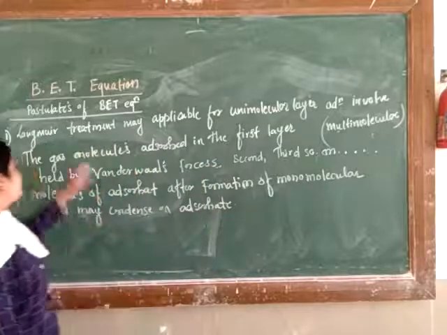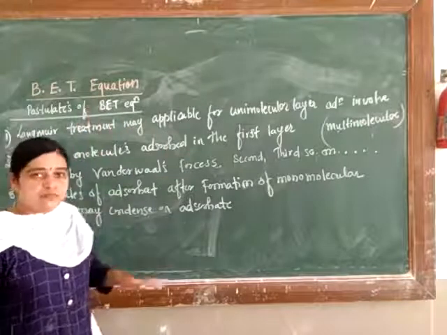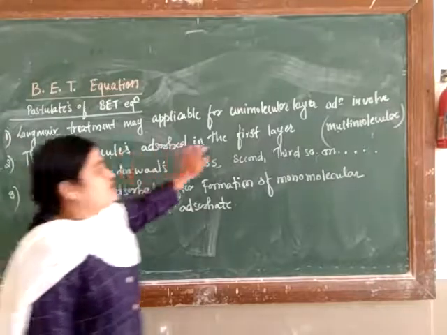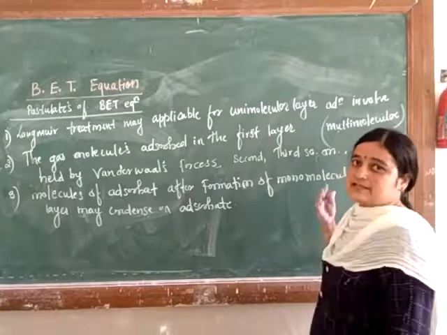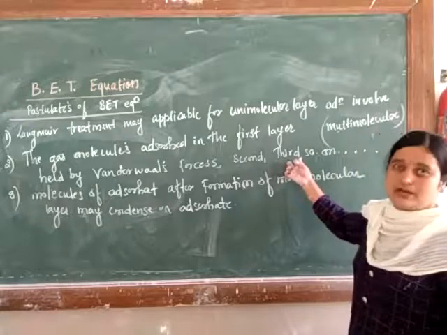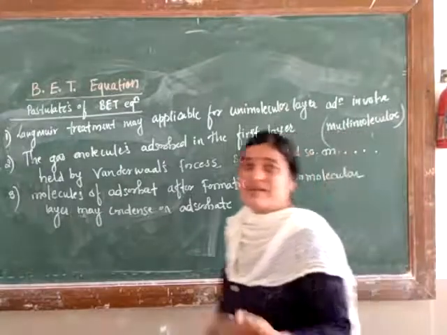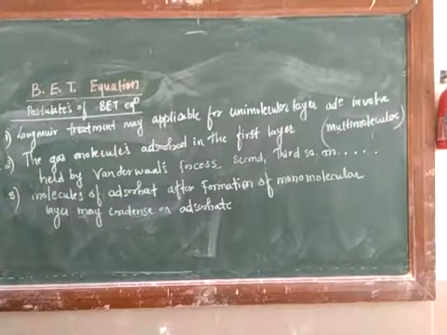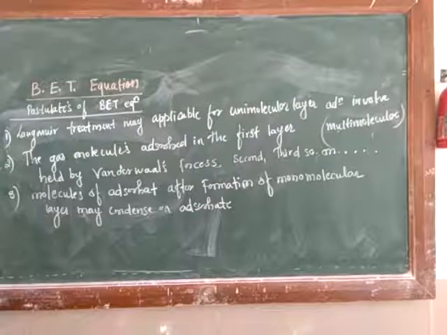Okay. What is the first point? The Langmuir treatment is applicable for a unimolecular layer, but the BET equation deals with multimolecular layer formation or adsorption. Next, the gas molecules adsorbed in the first layer are held by weak van der Waals forces. Next the second layer, next the third layer, because we are dealing here with multimolecular layer adsorption. Next, molecules adsorbed after the formation of a monomolecular layer may condense on the adsorbate itself. This is the third. Therefore, a dynamic equilibrium exists between two successive layers. The rate of evaporation from the first layer equals the rate of condensation from the preceding layer.